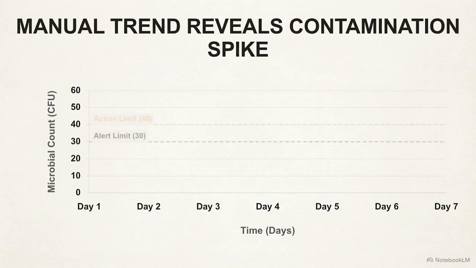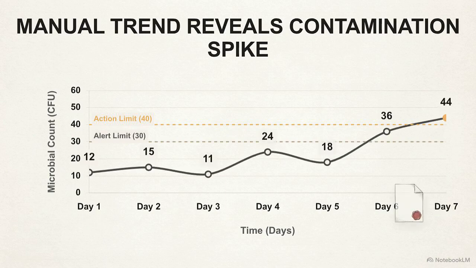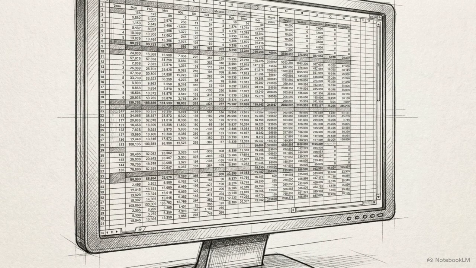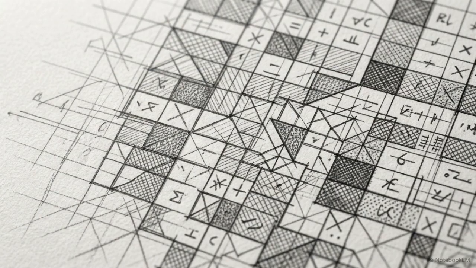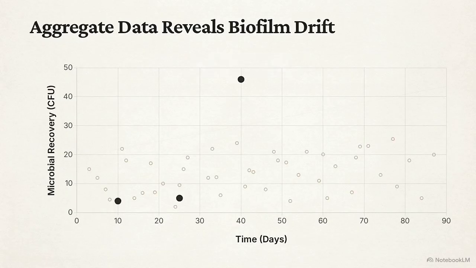Layer 4 addresses data trending. Many labs manage environmental monitoring data in manual spreadsheets because they lack the budget for a comprehensive laboratory information management system, or LIMS. Raw, unstructured excursion data contains systemic patterns that are difficult to see in a spreadsheet. While a single recovery might look isolated, the aggregate data often reveals an underlying trend. This scatterplot shows dozens of raw data points.